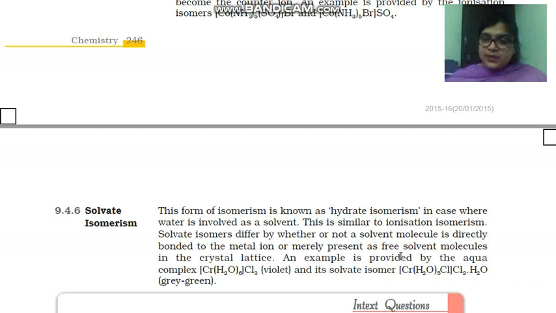Here see, an example is provided by aqua complexes. This is [Cr(H2O)6]Cl3. This complex is of violet color. Here you can see its solvate isomer, children. One H2O molecule is displaced outside. It is present as a free solvent molecule.